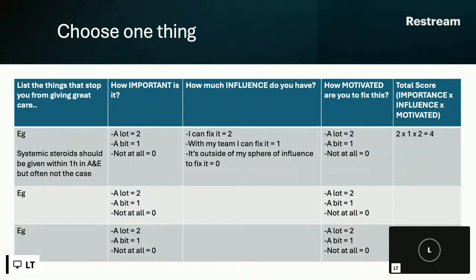So think of the 3 things you can see in your top row: how important it is, how much influence you have, and how motivated you are. And you can see that it has a breakdown of a lot, a bit, not at all. For importance, for influence: I can fix it with my team, and it's outside my sphere of influence to fix it. How motivated are you to fix it? And then the key issue is that you have to multiply them, not add them.